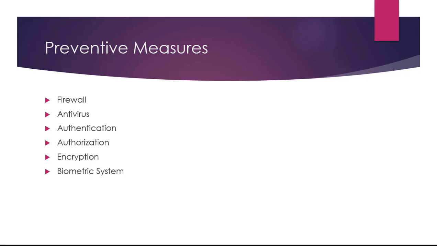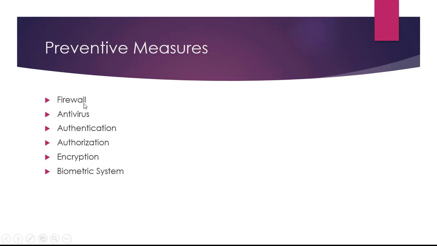Number one is firewall, and then we have antivirus, authentication, authorization, encryption, and biometric systems. So these are some of the measures which we can implement to minimize the risk in an organization. Let us work through it. Though we will be discussing firewall and antivirus in detail, I will simply explain authentication, authorization, encryption, and biometrics, and I will send you the notes so you can utilize those for writing purposes.